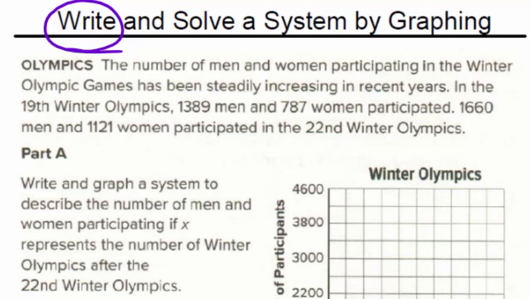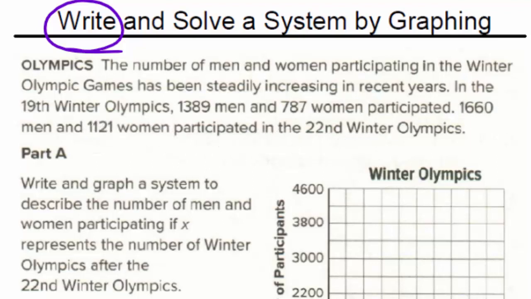But it tells us something about the Olympics. The number of men and women participating in Winter Olympic Games has been steadily increasing in recent years. In the 19th Winter Olympics, there was this many men and this many women participating. But in the 22nd Olympics, there was 1660 men and 1121 women participating.